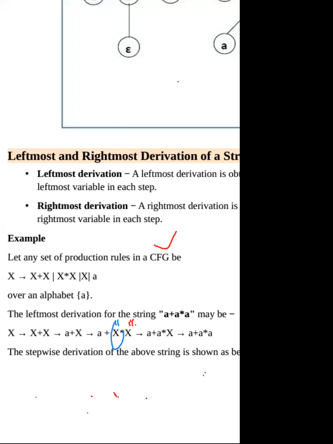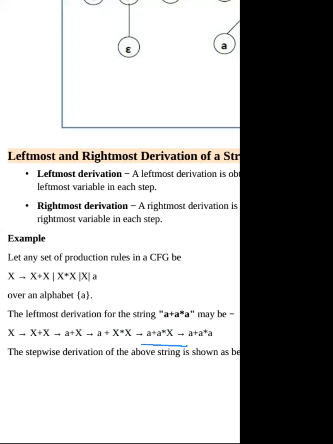Now we are going to replace this blue x. Because we have a production, x implies a, replace the leftmost x, the blue one, by a. Is it clear up to this point? All of you clear? Replace the blue one x, that is the leftmost x, by a. So now we have a plus a into x.